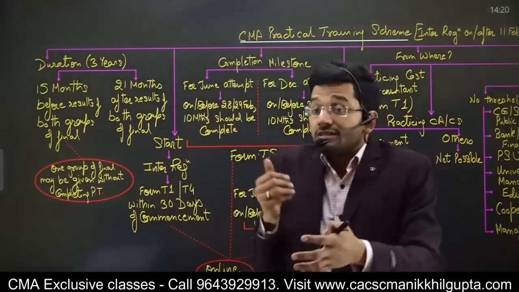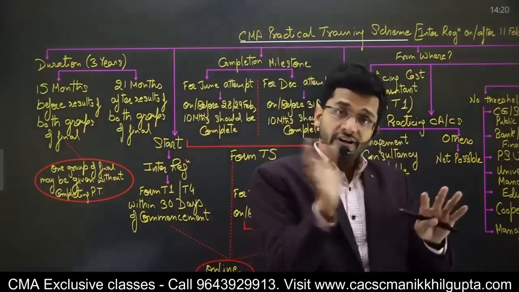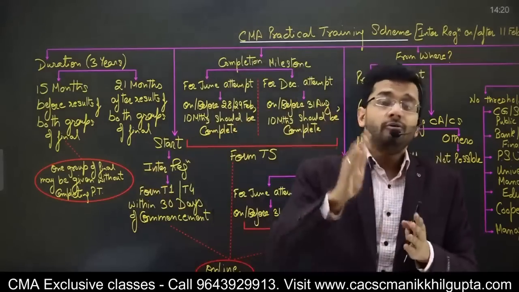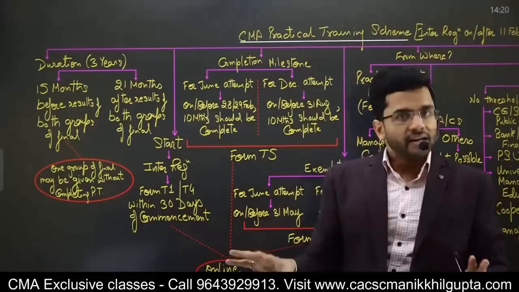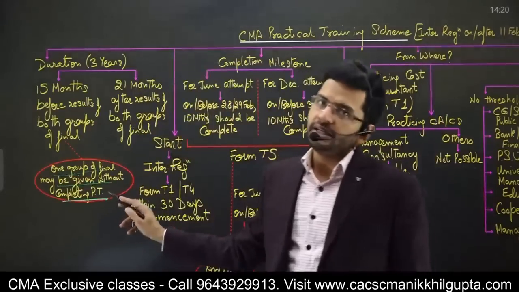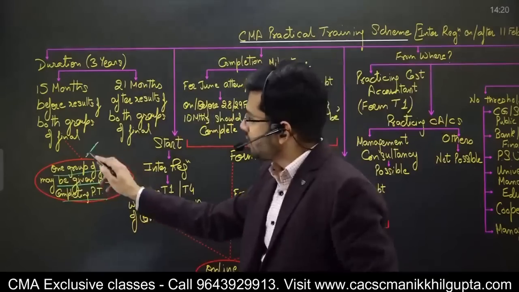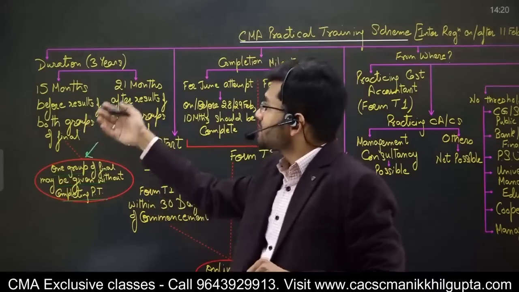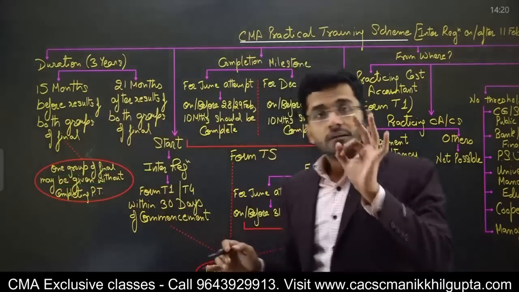Or if you are appearing for the second group of final, I mean the first group you have already cleared, the second group you are planning to appear now, then you have to complete this training before appearing in the second group of final. Okay, so one group of final may be given without completing the practical training. If you are giving one group, then it may be done without practical training. But if you are giving both the groups, then practical training is required to be completed.